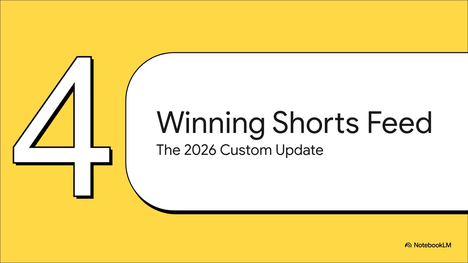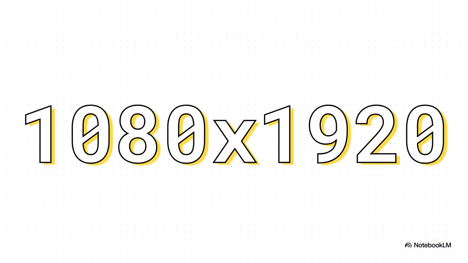All right, shifting gears to Section 4, winning the Shorts feed with the 2026 custom update. The absolute magic number you need to remember for Shorts is 1080 by 1920 pixels. This is the exact 9 by 16 vertical dimension you need.